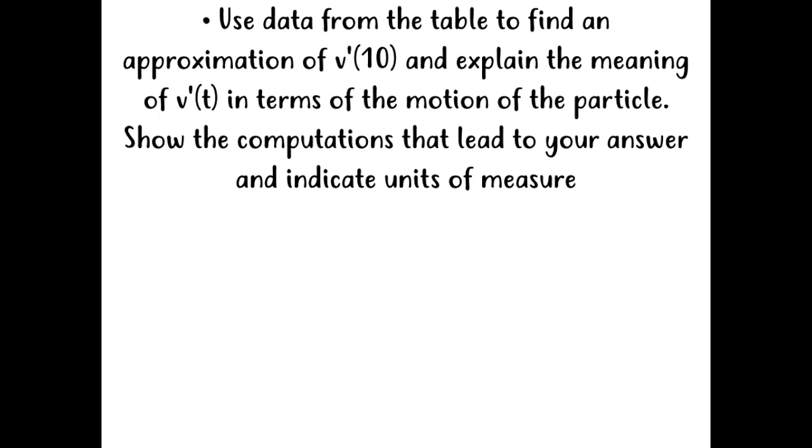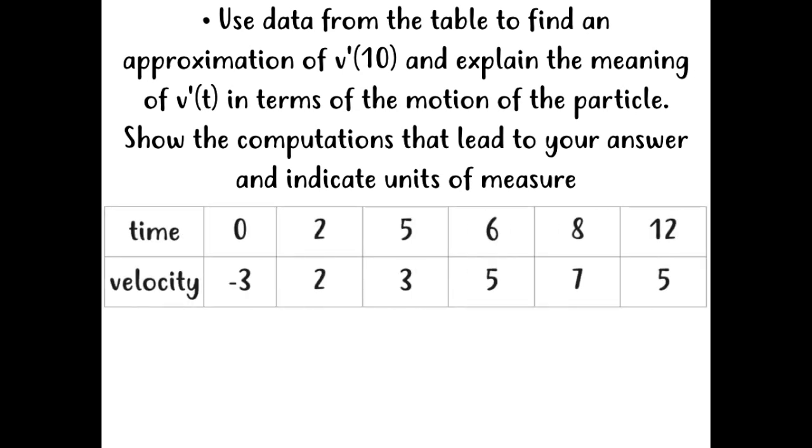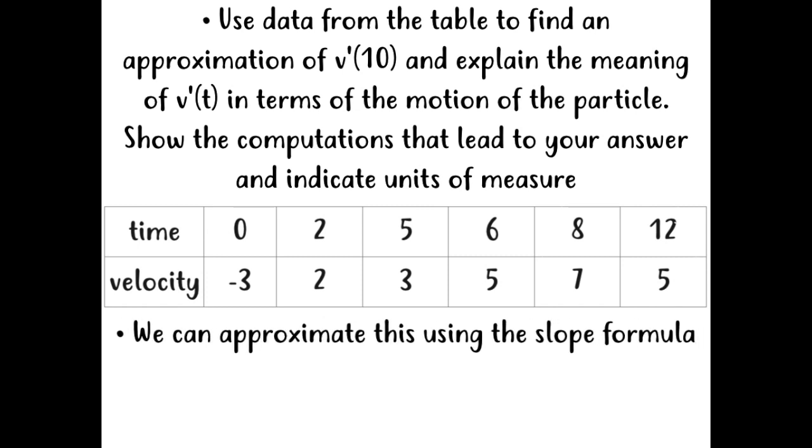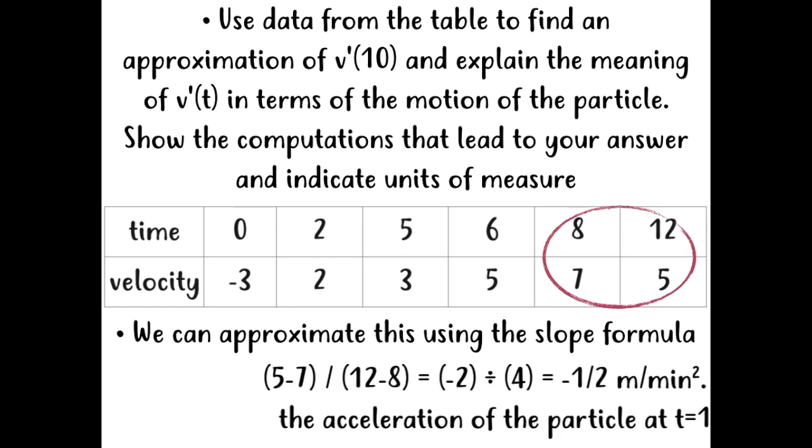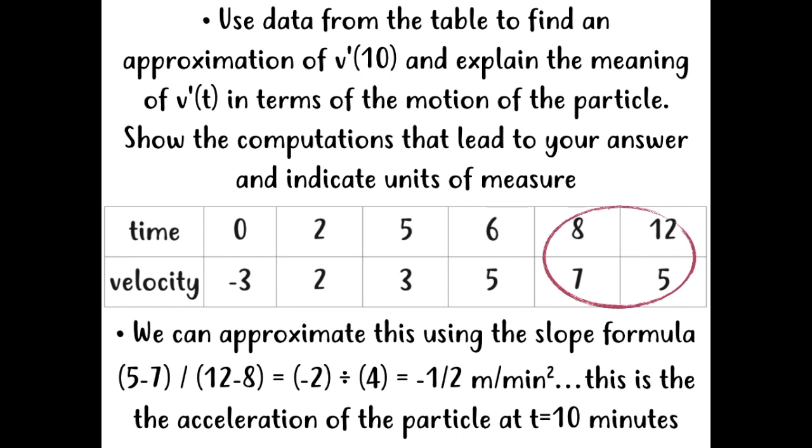Lastly, we're going to use the data from our table to find an approximation of the first derivative of velocity at 10 and explain the meaning of the first derivative of velocity in terms of the motion of the particle. So we're going to need our table again. We can use these four values and plug them into the slope formula to approximate our first derivative of velocity at 10. When we do this, we simplify to -1/2, and our units will be meters per minute squared. This is essentially the acceleration of the particle at t equals 10 minutes.